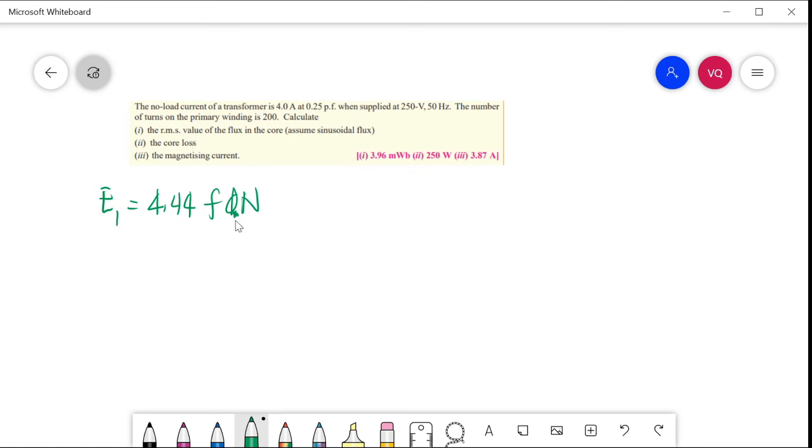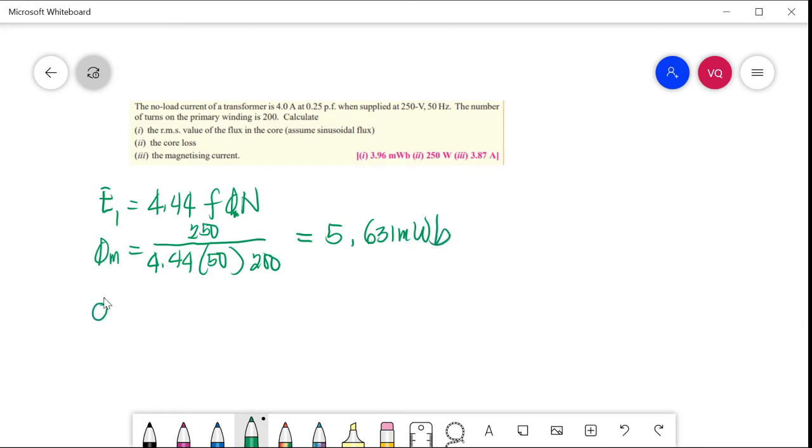So later na yun. Flux M is equal to E1. E1 is 250 volts divided by 4.44 times the frequency, which is 50 Hertz, and the number of turns is 200. That is equal to 5.631 milliweber.